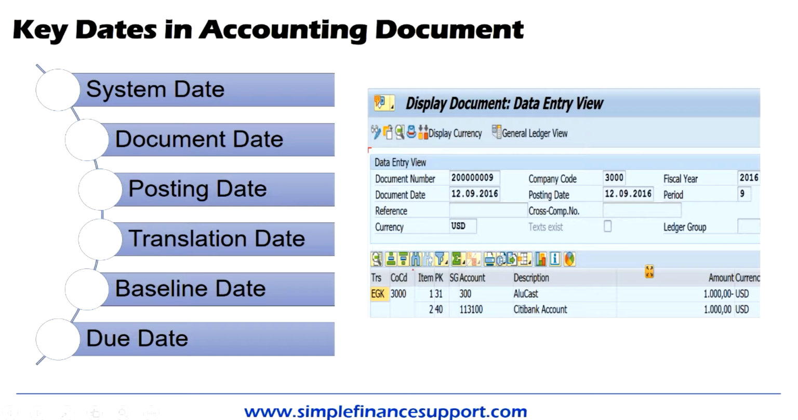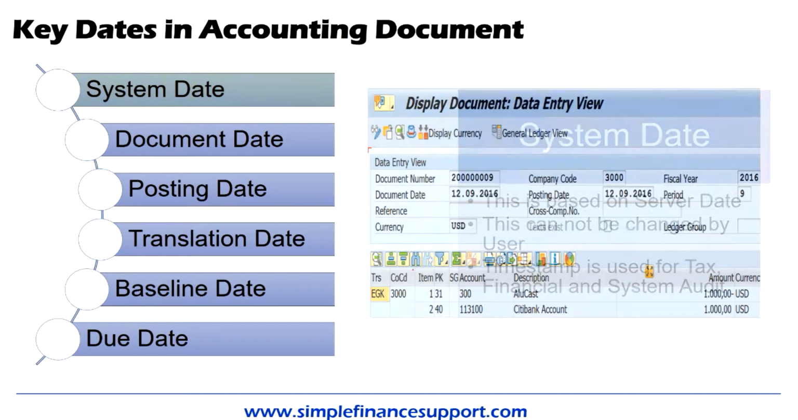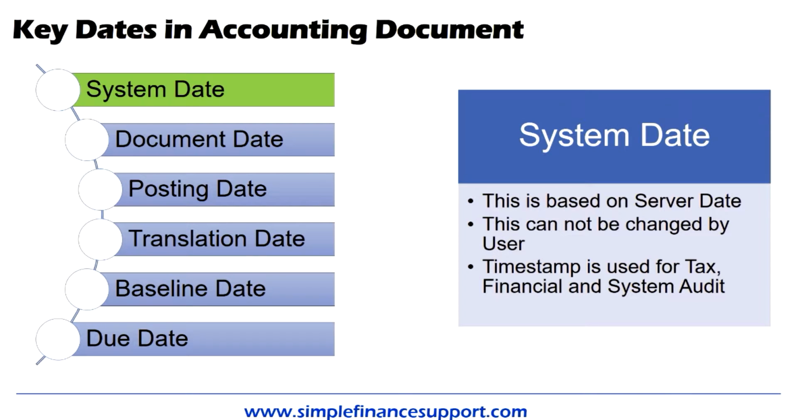So if you see at the right side, you can see here an accounting document having a document number of 20009, document date and posting date. Like this, you have different dates in the overall accounting document. So let's look at the system date.